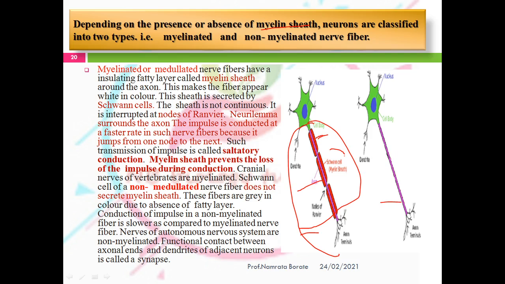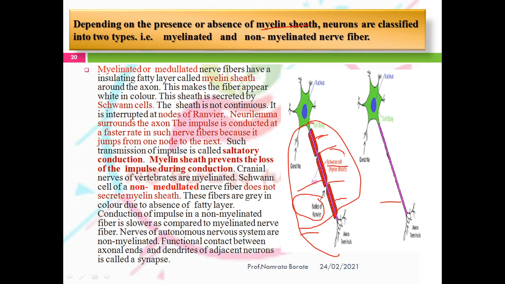This sheath is secreted by the Schwann cell. The sheath is not continuous. It is interrupted in the middle, and that interrupted part is called a node of Ranvier. The neurolemma is the covering that surrounds the axon.